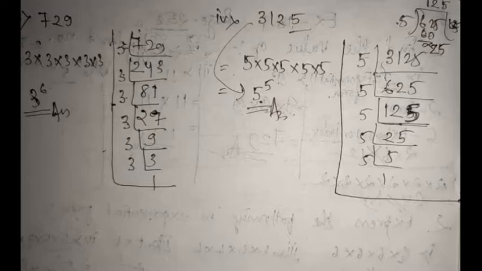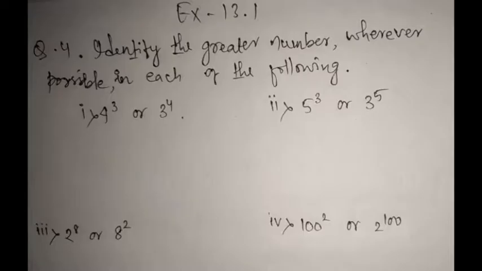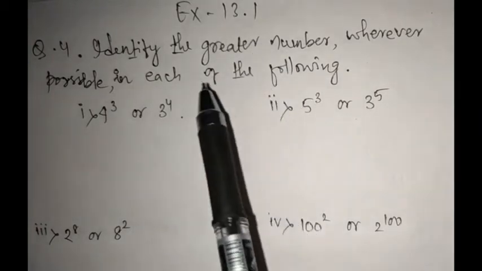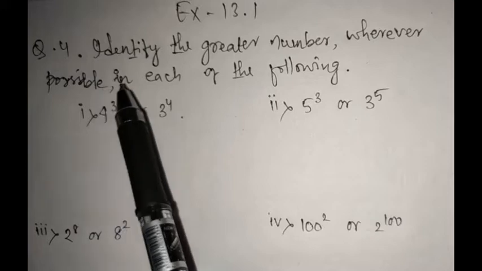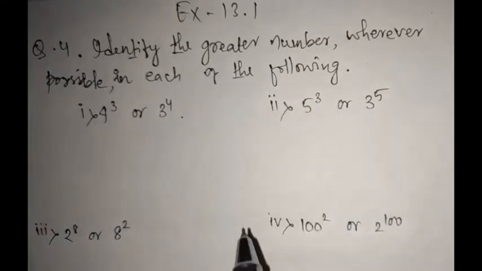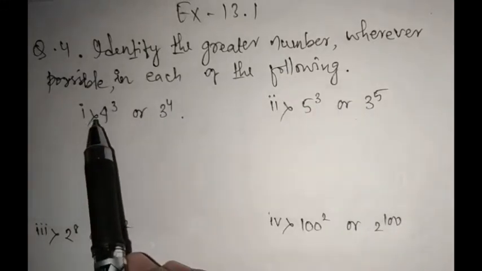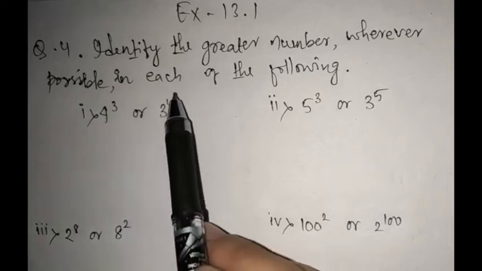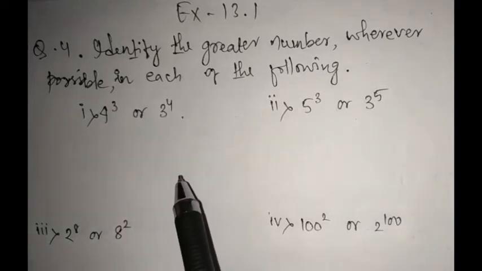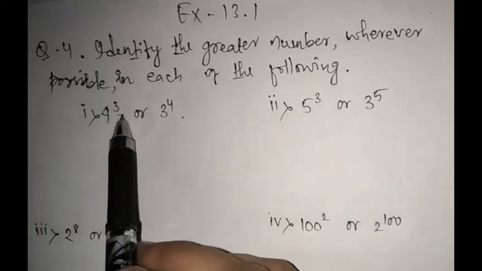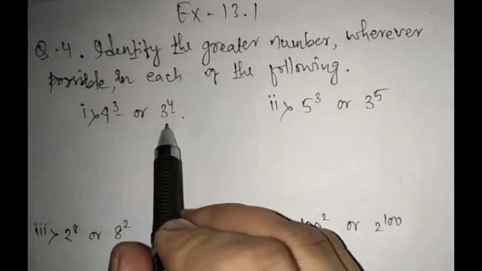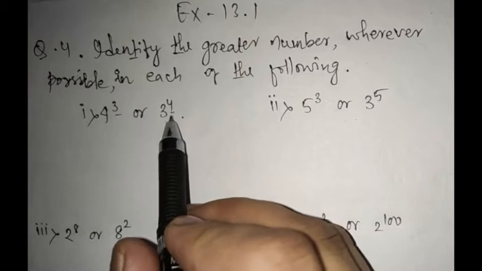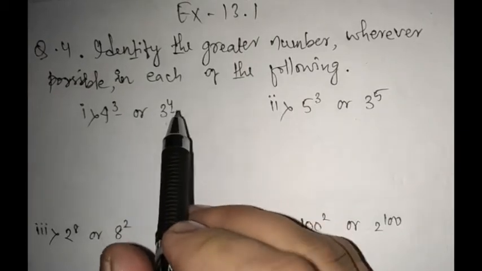Alright, so let us now proceed to question number 4. Heading forward to question number 4 of exercise 13.1, we have to identify the greater number wherever possible in each of the following. Question number 1 is here: 4 cube or 3 to the power 4. So here, student, you have a trick. Whoever has got the highest power will be the greater one. Suppose here it is 3 to the power 4. Alright, power 4 is bigger, right?